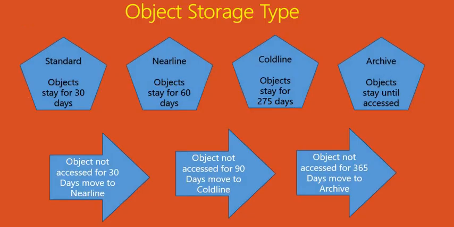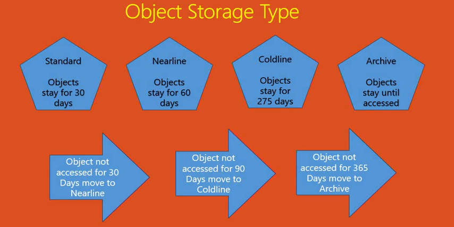Now, let's discuss the object storage types. There are 4 types of object storage in GCP: standard, nearline, coldline, and archive. These depend on the use cases. If you are using data which is very frequently accessed by the application, then you go with standard object storage. And here the data will stay for 30 days.